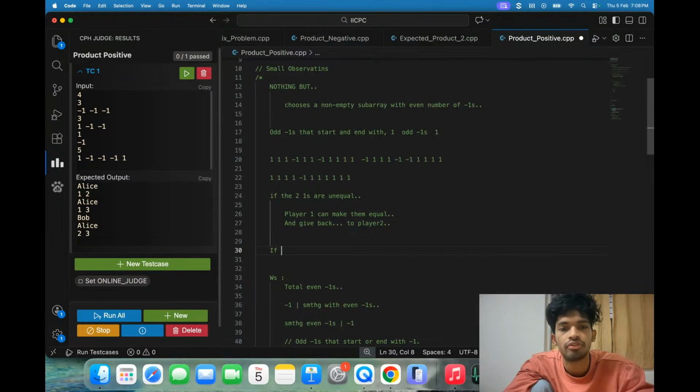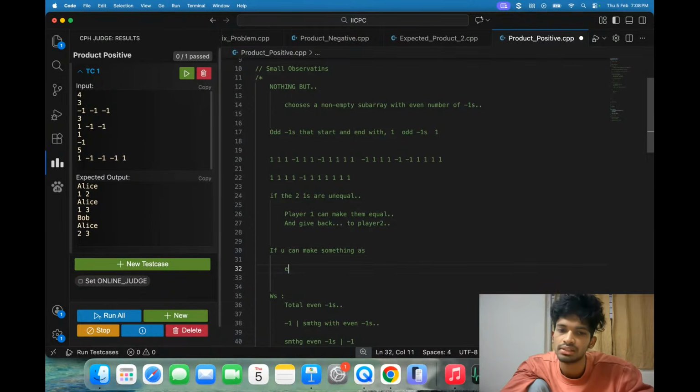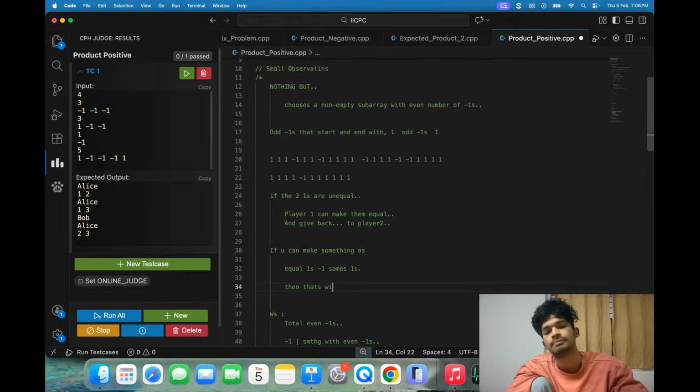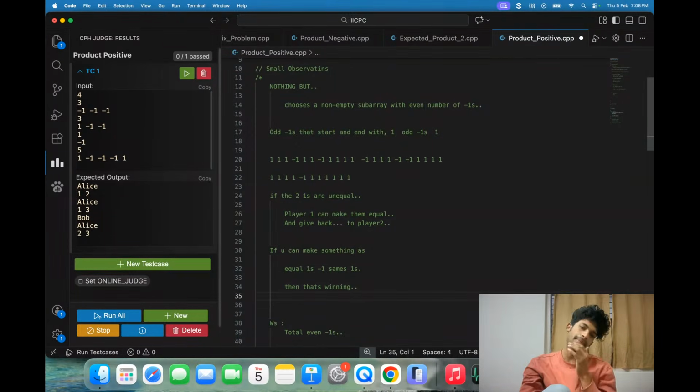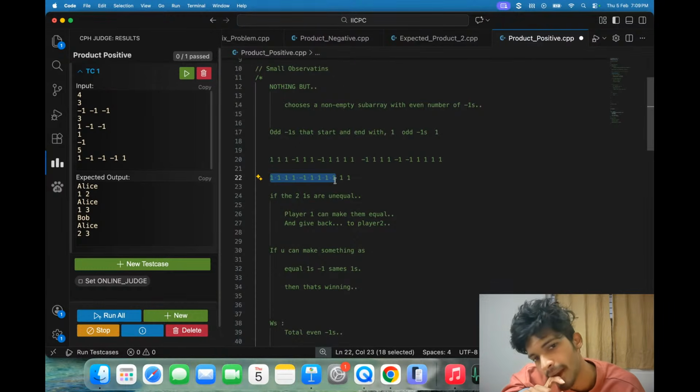So if you can make something equal, once minus 1 equal once, then that's winning. If you have minus 1 in the beginning, it's winning. If you have an even number of ones, it's winning. Else, if you can make it into this equal ones on both sides, then it's winning.